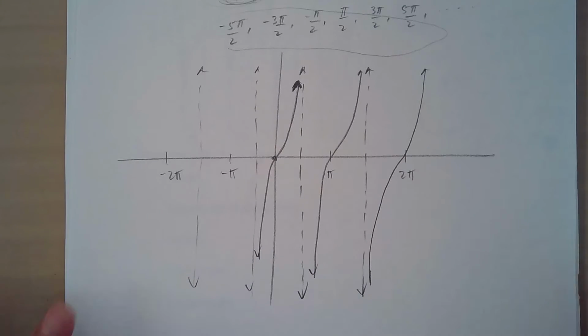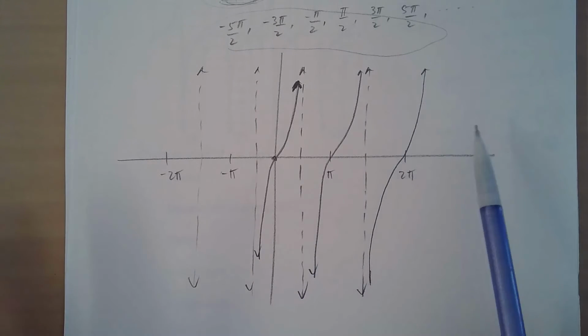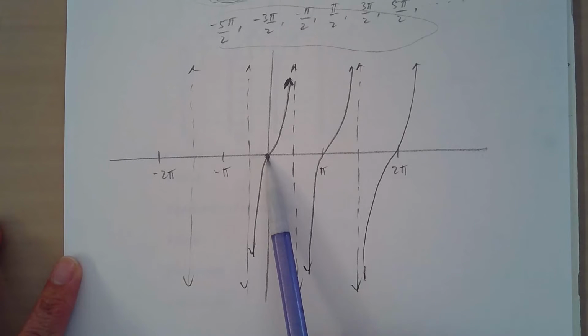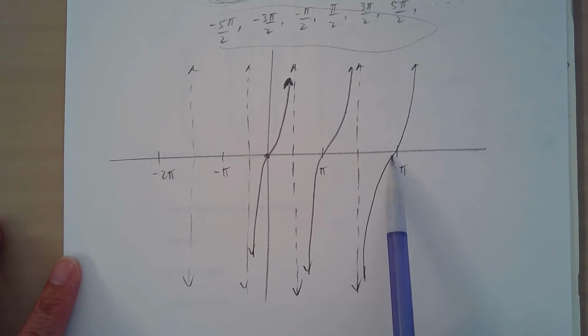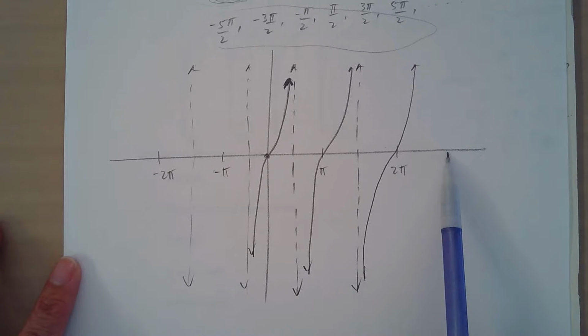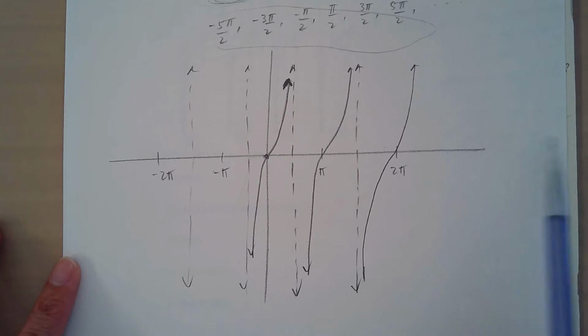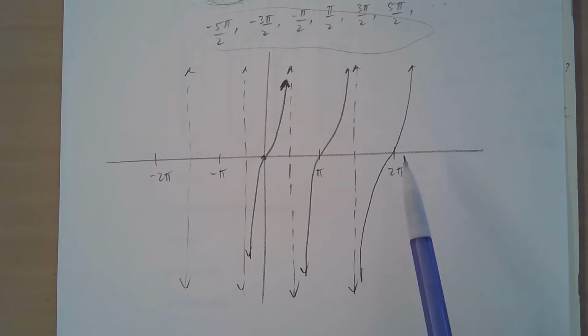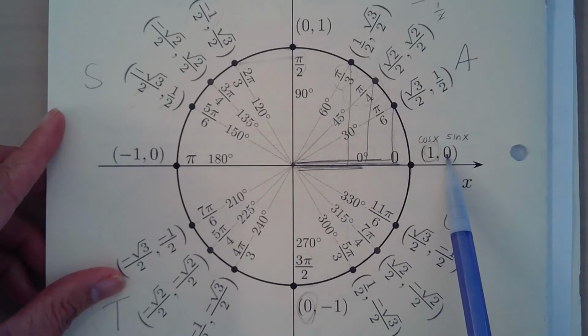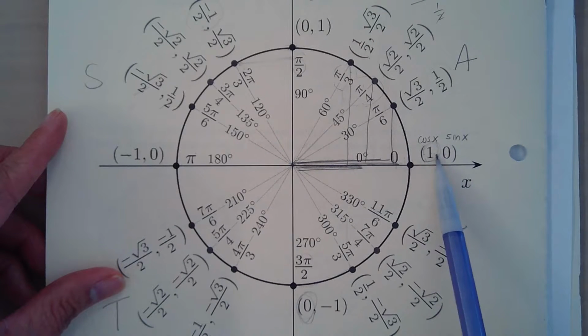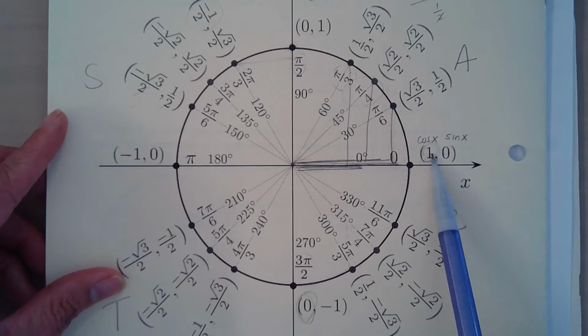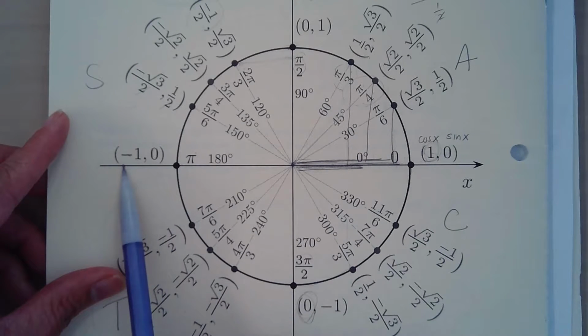What's the x-intercept? You'll probably say there's a lot of them, right? There's 0, pi, 2 pi. What do you think the next one is? 3 pi, 4 pi, and so on. Okay. Why is that? Because where is it going to be 0? When it's 0 divided by 1, or 0 divided by negative 1.